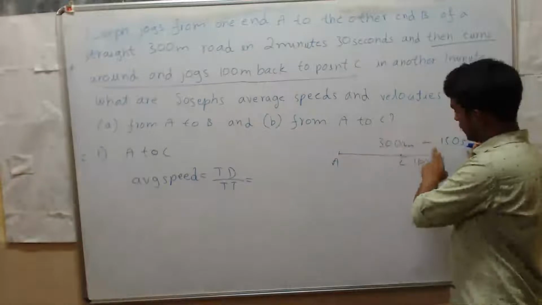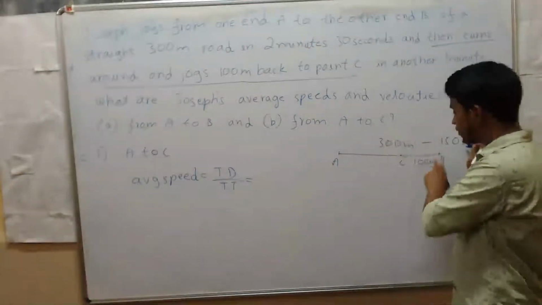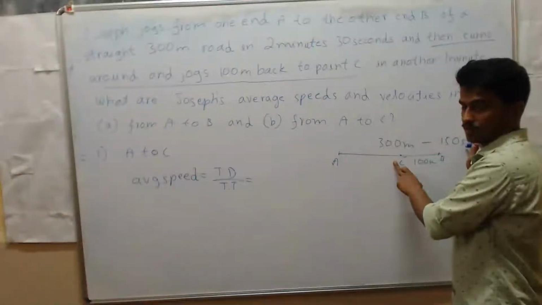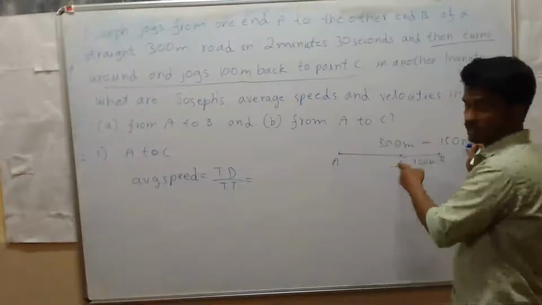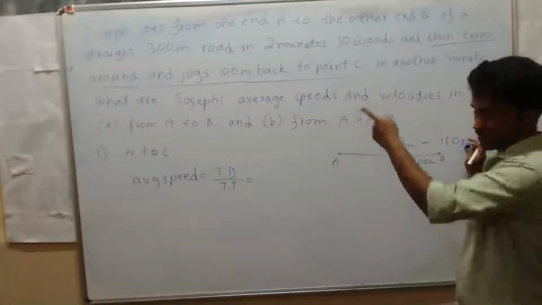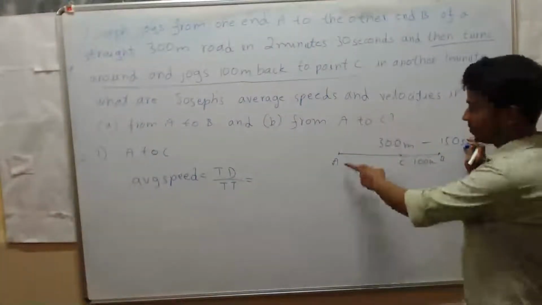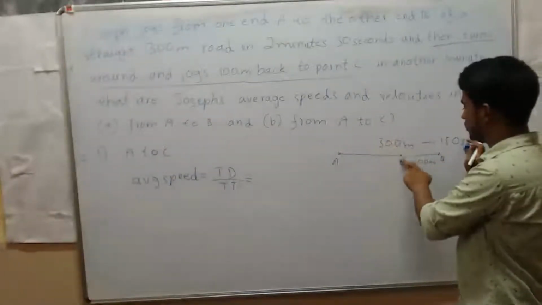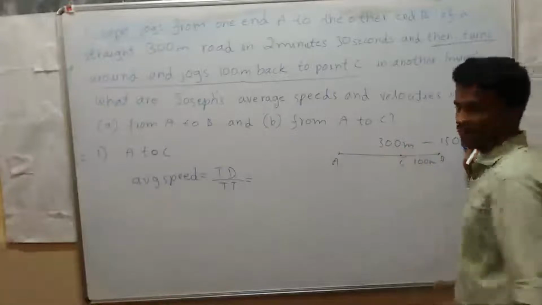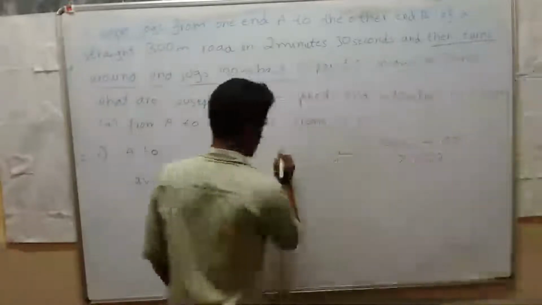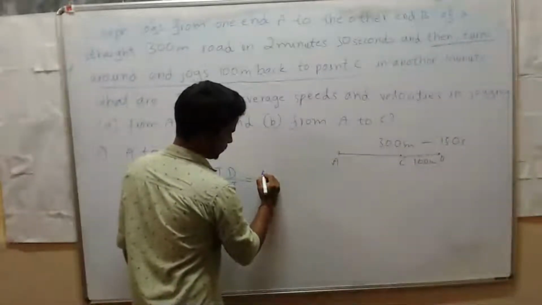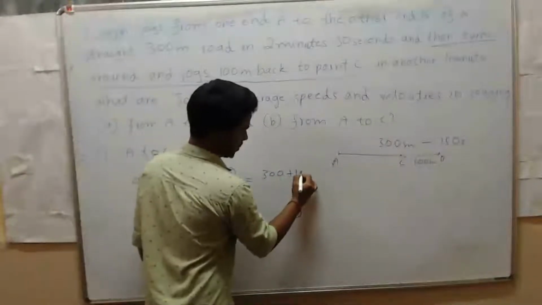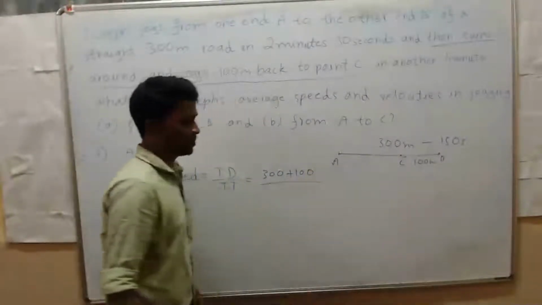First A to B, that is 300, then B to C. This is the actual path of Joseph, not directly from A to C. First A to B, that is 300, then B to C, that is 100. 300 plus 100, so the total distance is 300 plus 100. What is the total time taken?